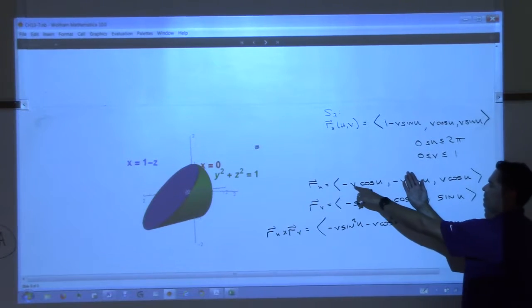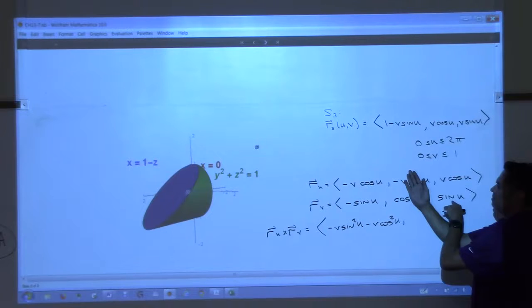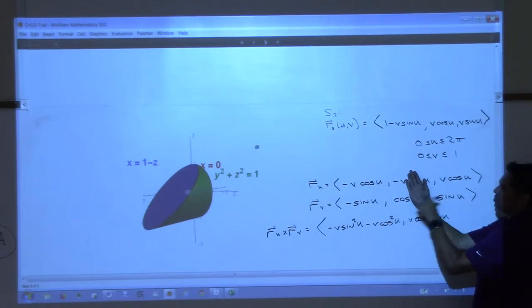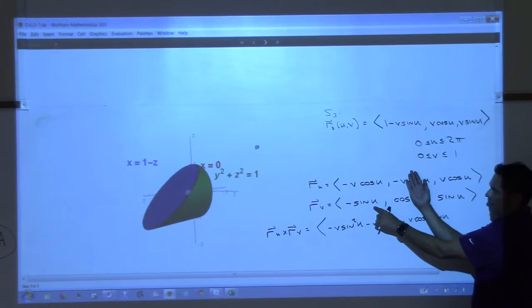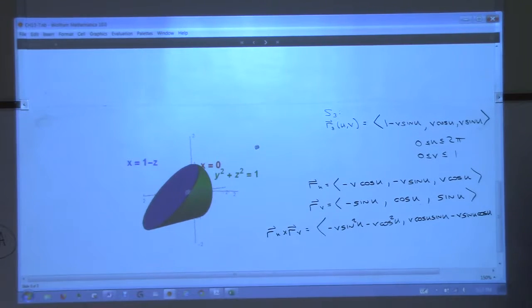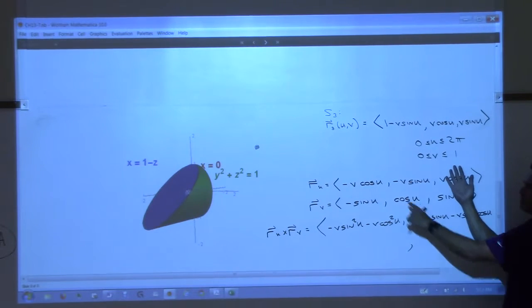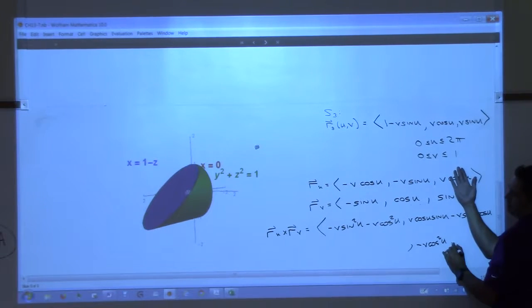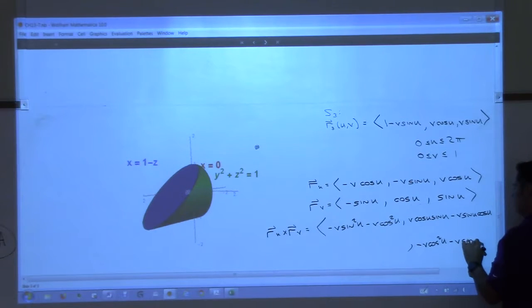Middle one, negative v cosine u sine u. But then I have to change the sign of that, so it'll be v cosine u sine u. But then I'm supposed to subtract, but then add, but then subtract. So it's going to wind up being subtraction of this, which is going to be v sine u cosine u. And those are going to cancel completely, right? That's really nice. And then the last component is going to be minus v cosine squared u, and then minus v sine squared u. And that one's going to be nice also.